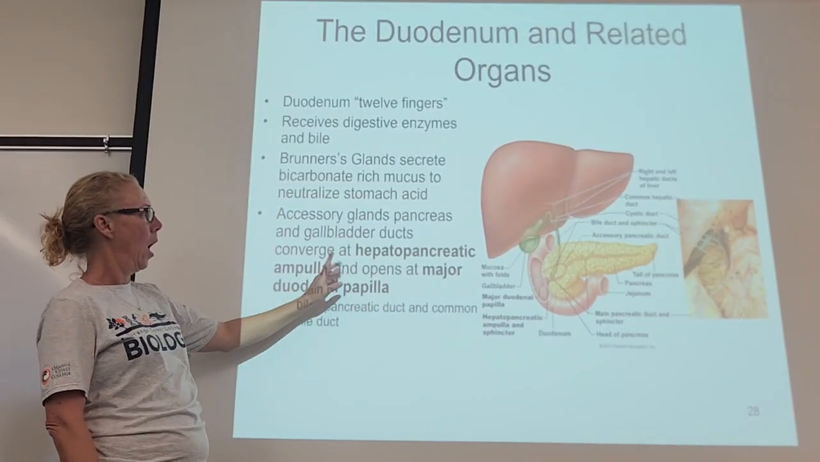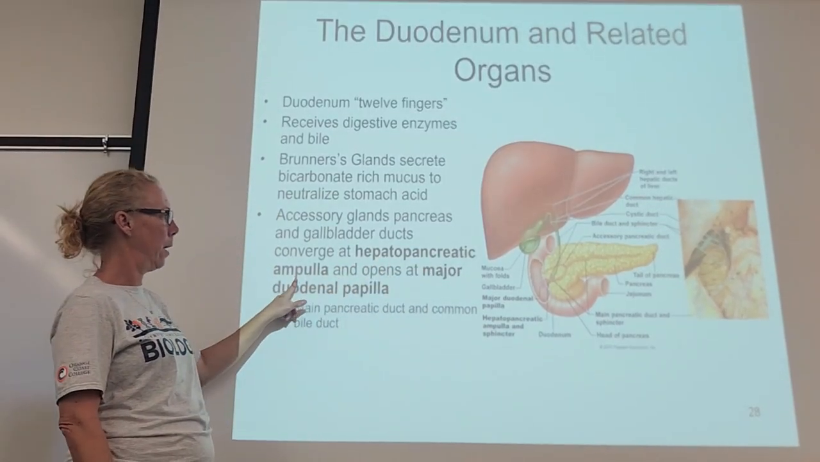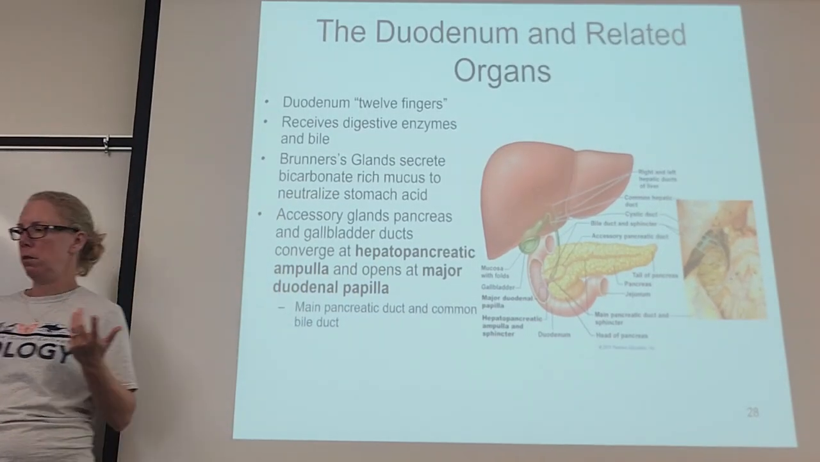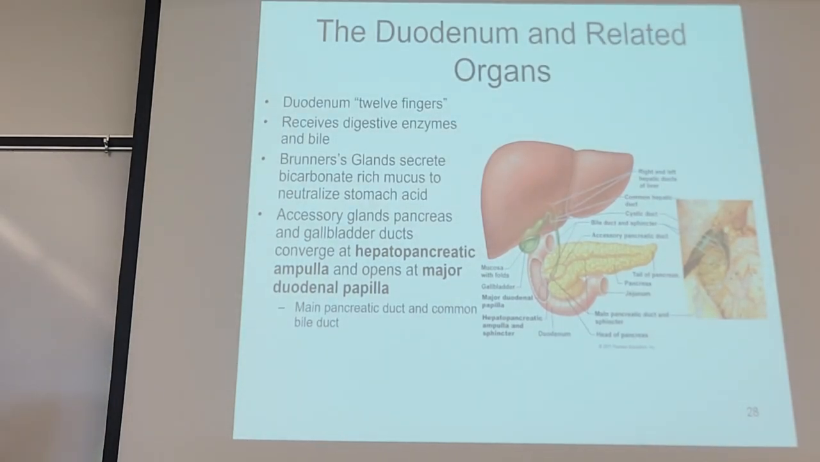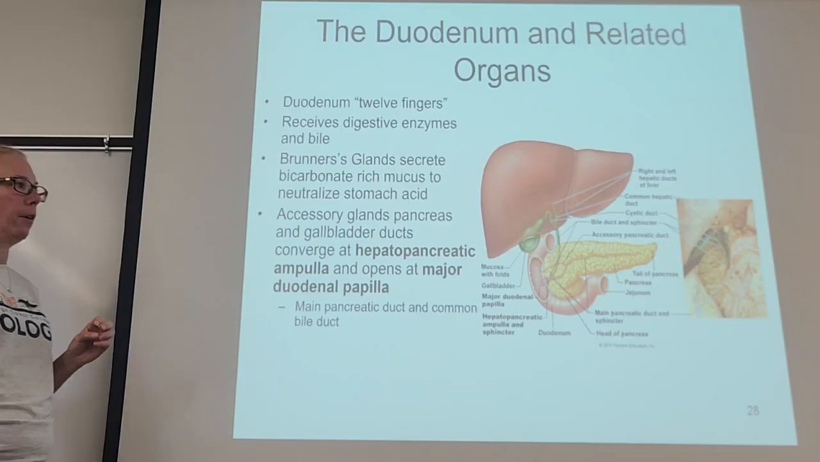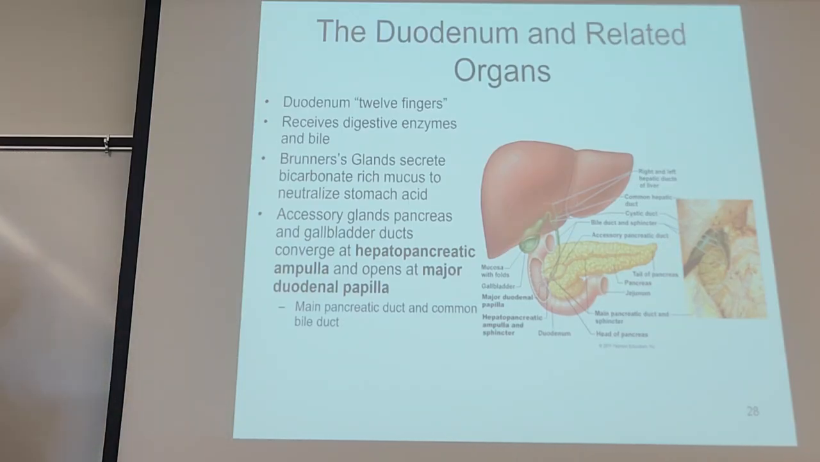It's called the hepatopancreatic ampulla, an enlargement, and the name tells you what two organs are coming together. It's the common bile duct from the liver and the main pancreatic duct from the pancreas. So that's a new structure.